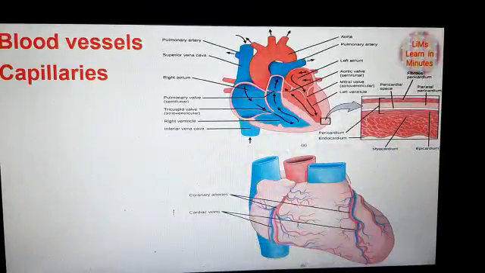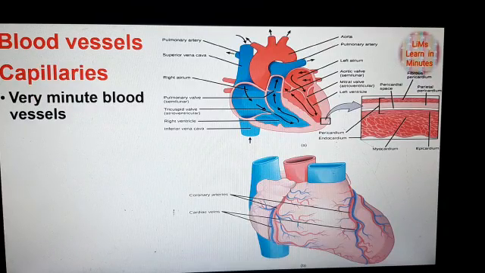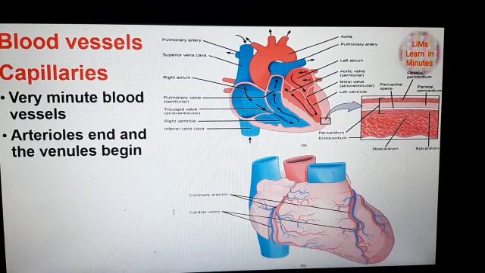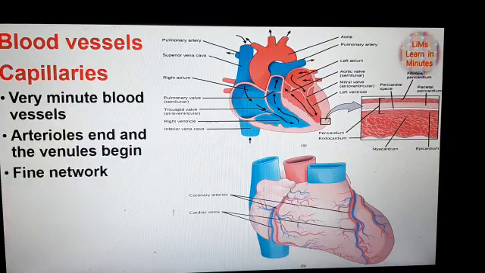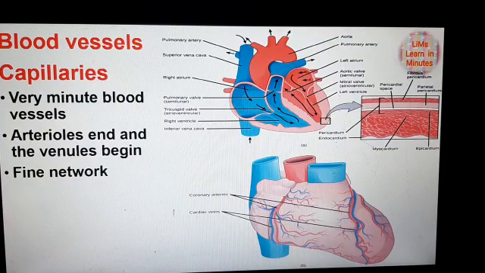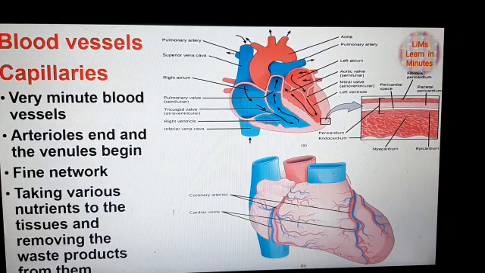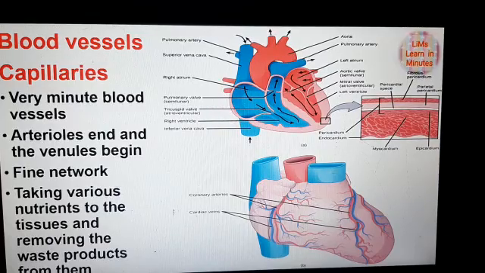Then capillaries. Capillaries are very minute blood vessels in which the arterioles end and the venules begin. They form a fine network of vessels which goes into the tissues of the body. This network performs a very important function of taking various nutrients to the tissues and removing the waste products from them. This ensures a healthy functioning of the body.